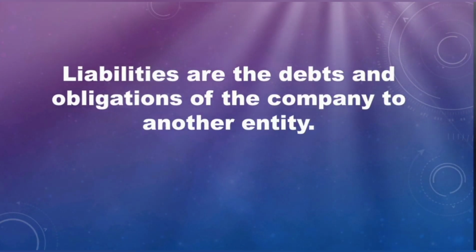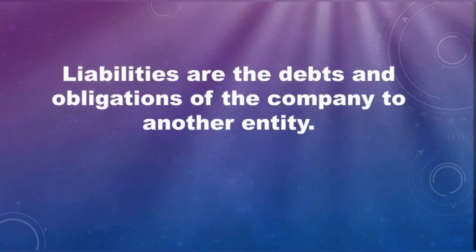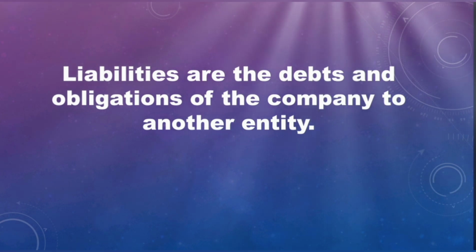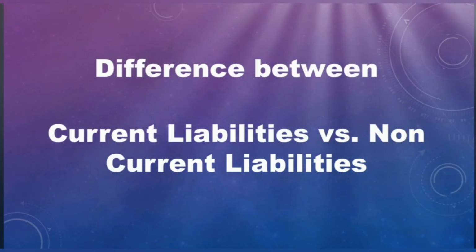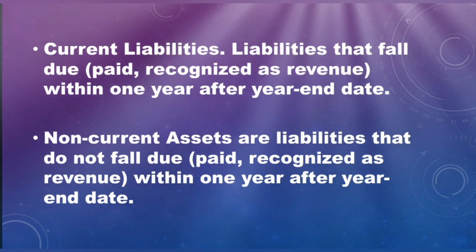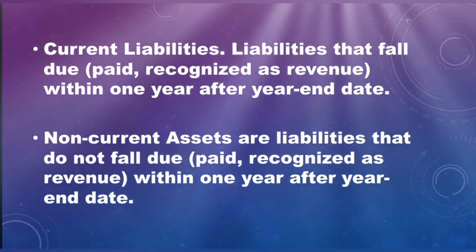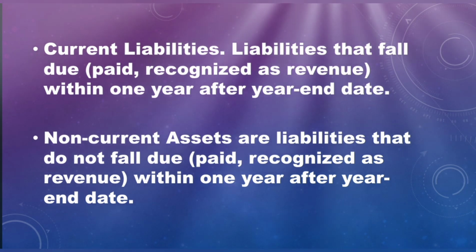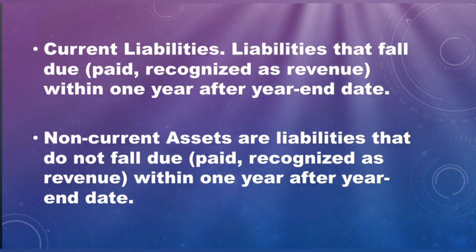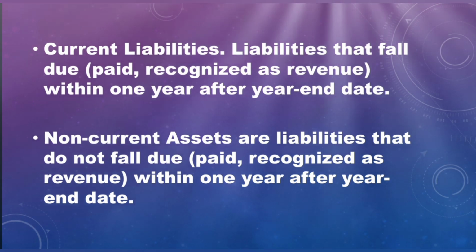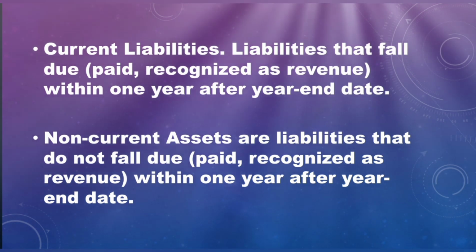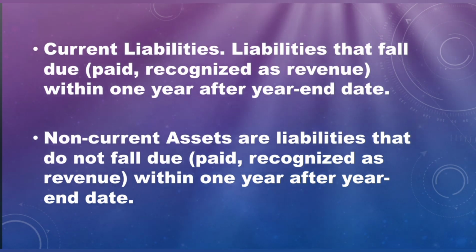Next, we have liabilities, or the debts and obligations of the company to another entity. We are going to discuss the difference between current and non-current liabilities. Current liabilities are liabilities that fall due or are paid or recognized as revenue within 1 year after year-end. Examples include accounts payable, utilities payable, and unearned income. So that is current liabilities.